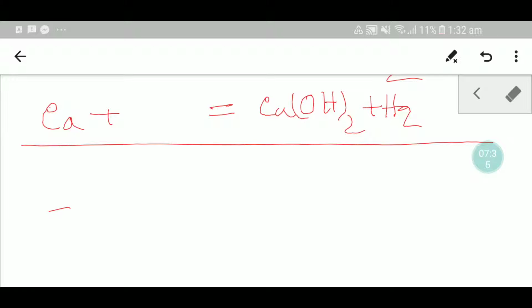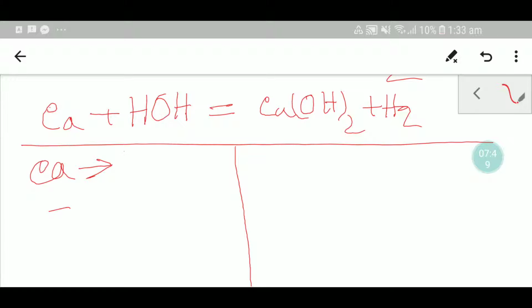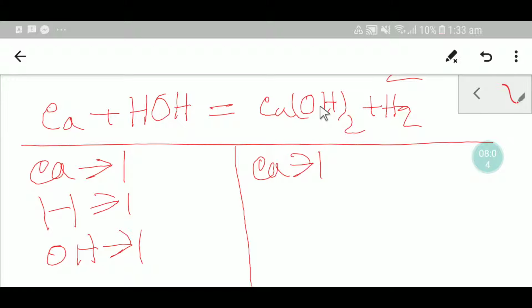I have to write water like this, HOH, right? So now I have to draw a table, and here we have one calcium, and here we have one hydrogen, and here we have one OH. And on the right hand side we have one calcium, right? Here we have two hydroxide, and here we have two hydrogen.